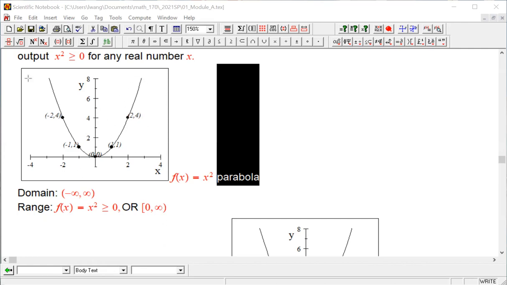So this is the basic parabola. This is the simplest quadratic function there is. All right, so now let's look at another function.